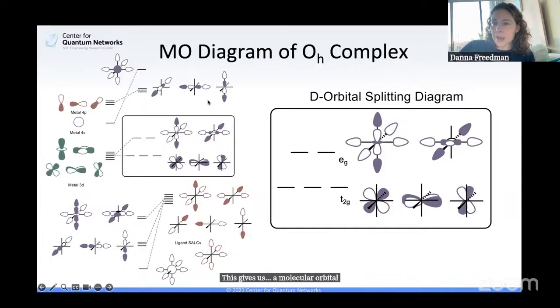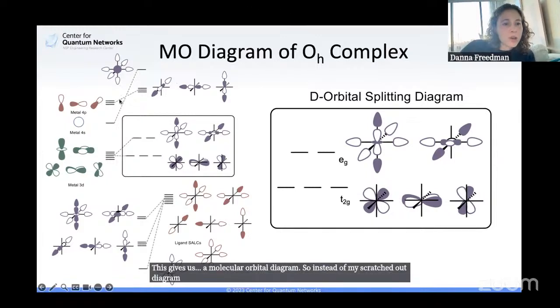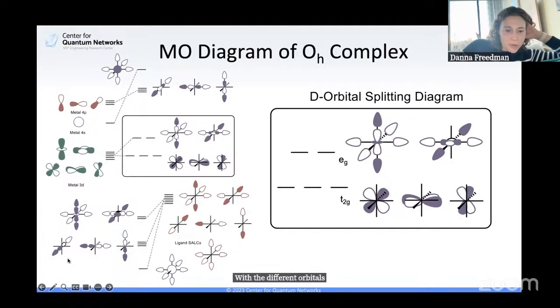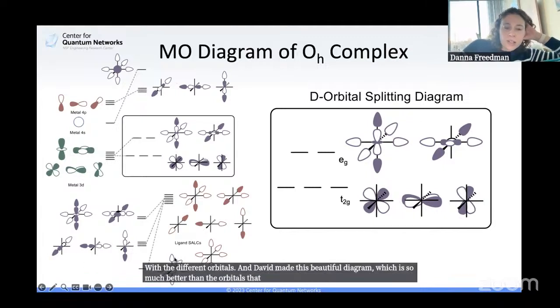So instead of my scratched out diagrams using the whiteboard, what you can see are how the different metals come together with the different orbitals. And David made this beautiful diagram, which is so much better than the orbitals that I drew. So let's start at the bottom.